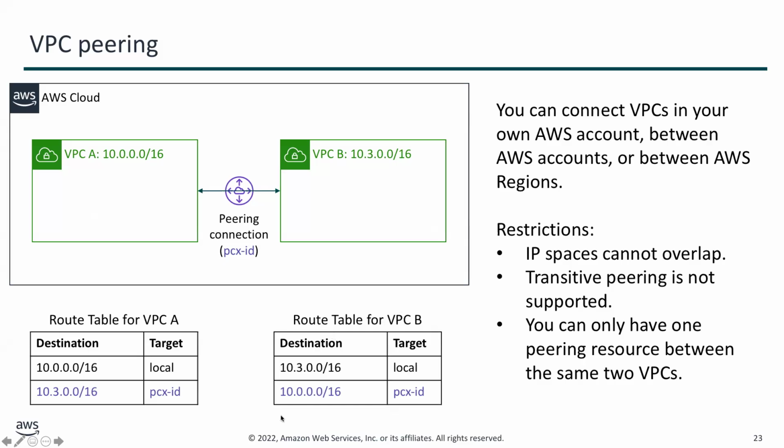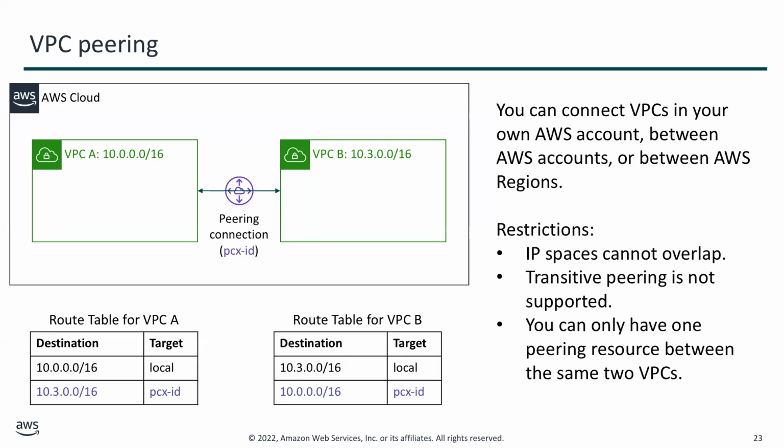Similarly, for VPC B, you have this VPC ID block, which should go to the PCX ID. So any requests coming from these IPs will go here. Because we have a peering connection, it will route them to VPC B. Basically, you can connect VPCs in your own AWS account, and you can create multiple VPCs in a single account if needed, between AWS accounts, which we called VPC sharing, or between AWS regions, right? So anywhere within AWS, we can have a VPC.